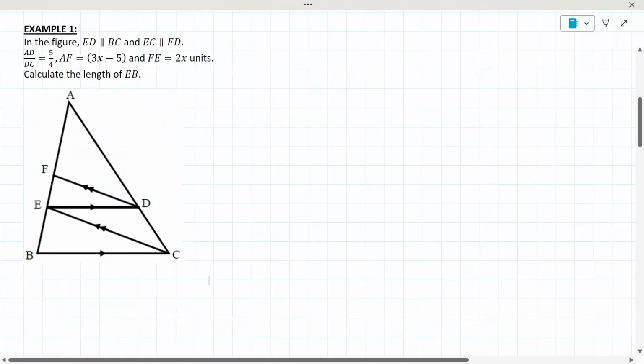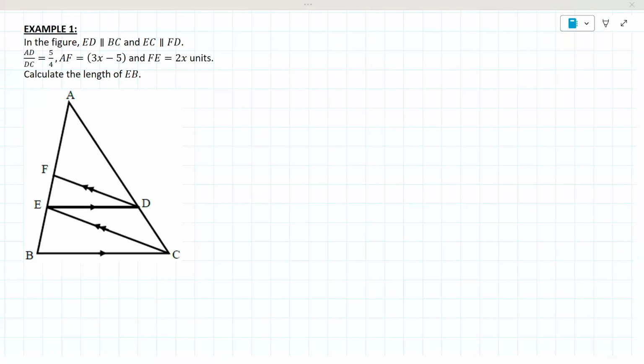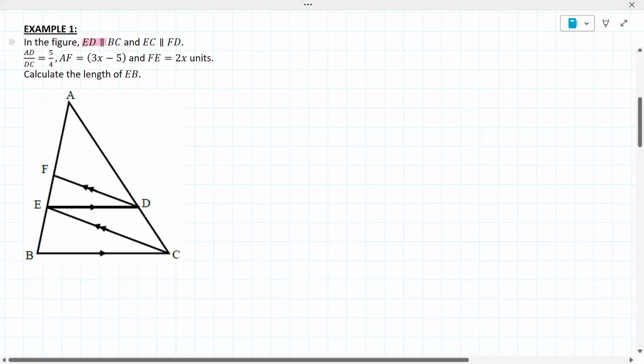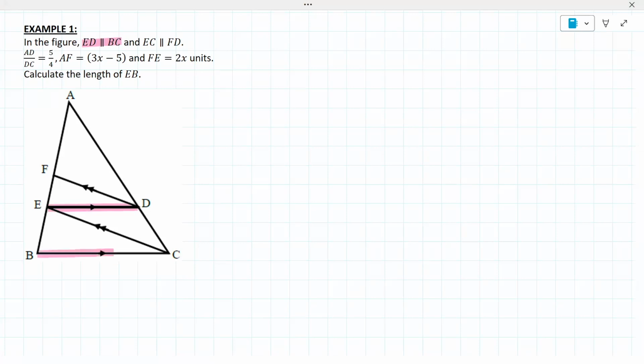And so what we have here is a triangle ABC. I've just said in the figure. So in the figure, we have been told that ED is parallel to BC and EC is parallel to FD. Okay, so remember, one of the things that we look out for in geometry are those parallel lines. So ED to BC are these pink parallel lines that I'm highlighting here.